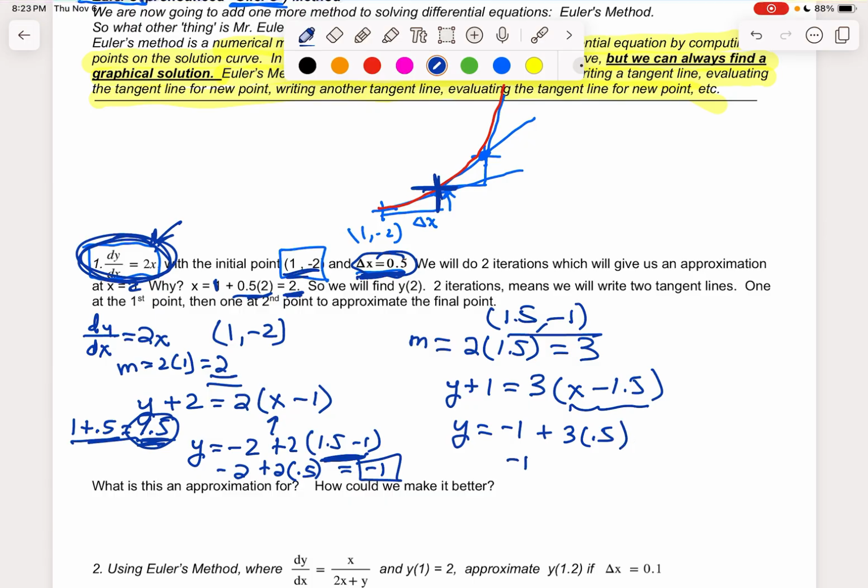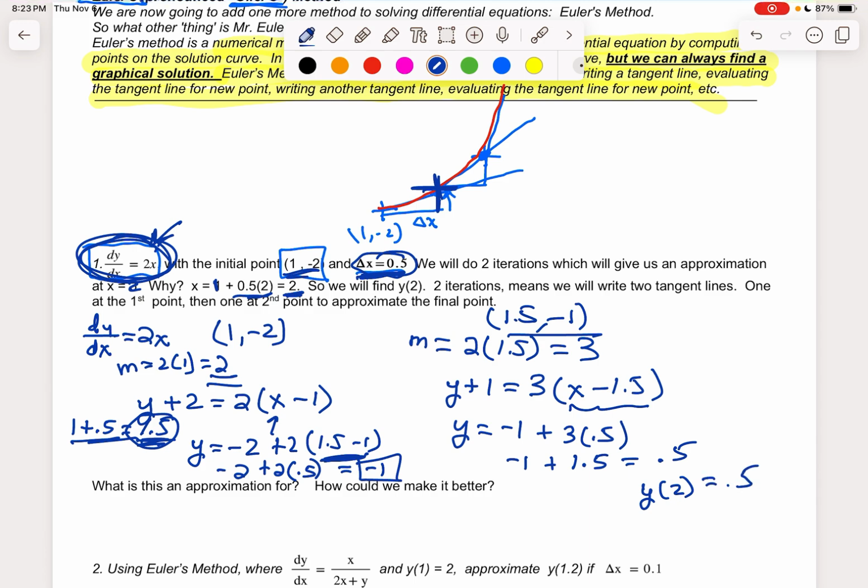Well, that's negative 1 plus, what is that? 1.5. Half of 3 is 1.5. We end up at 0.5. So what is our final point? y of 2, because that was our approximation, is equal to 0.5.